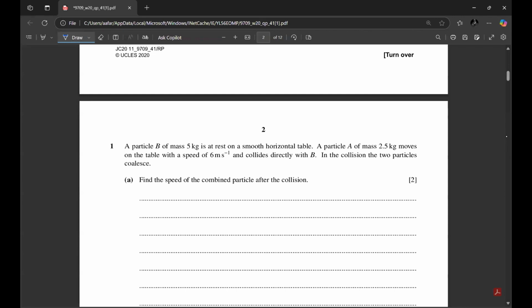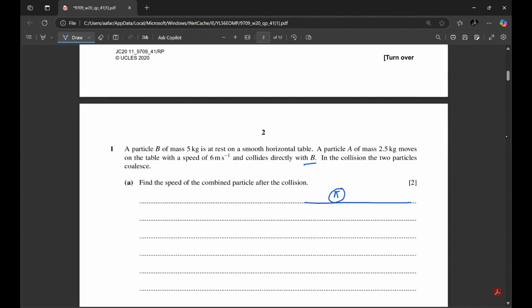Question number 1. A particle B of mass 5 kg is at rest on a smooth horizontal table. A particle A of mass 2.5 kg moves on the table with a speed of 6 meters per second and collides directly with B. The two particles coalesce. Simple momentum question. This is A, this is B. A is projected towards B at 6 meters per second, and then after that, they coalesce. So what's V?